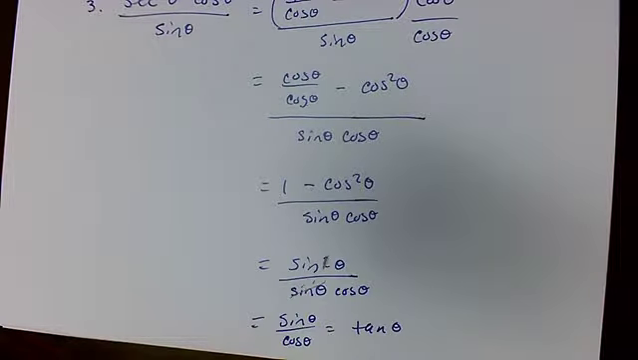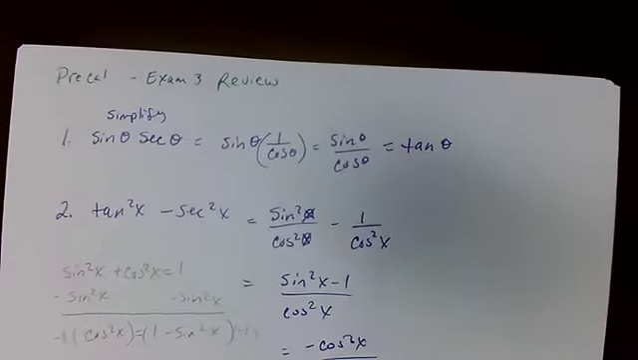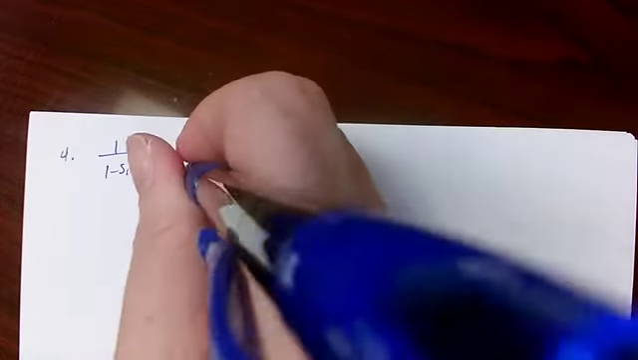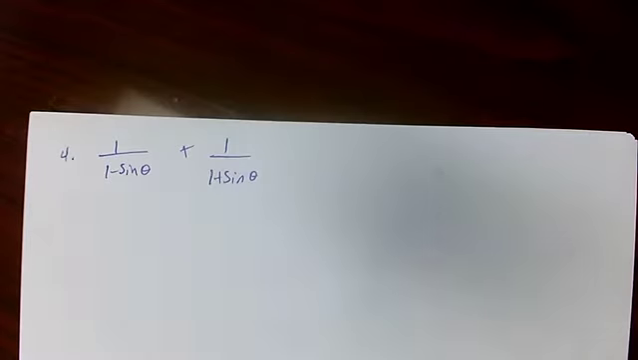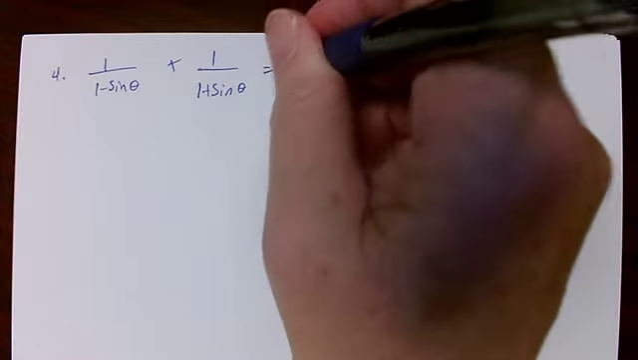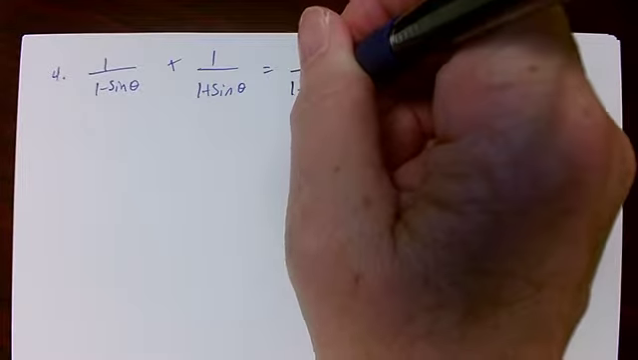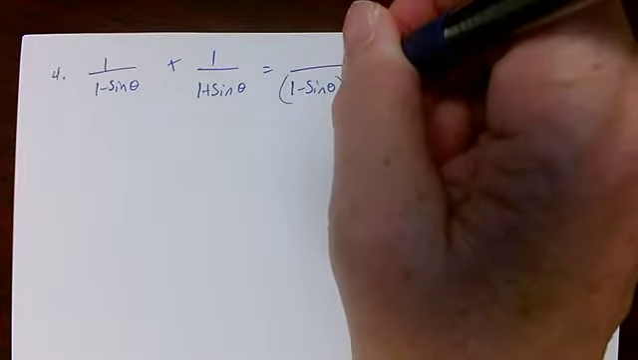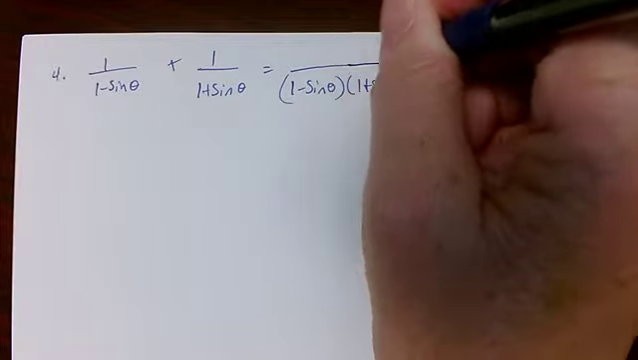All right, so the next problem we are looking at is number 4. And number 4 has a fraction in it. So we have 1 over 1 minus sine theta plus 1 over 1 plus sine theta. So with this fraction, we still are looking to simplify. So first thing we got to do is get a common denominator. So this will be 1 minus sine theta times 1 plus sine theta for our denominator.